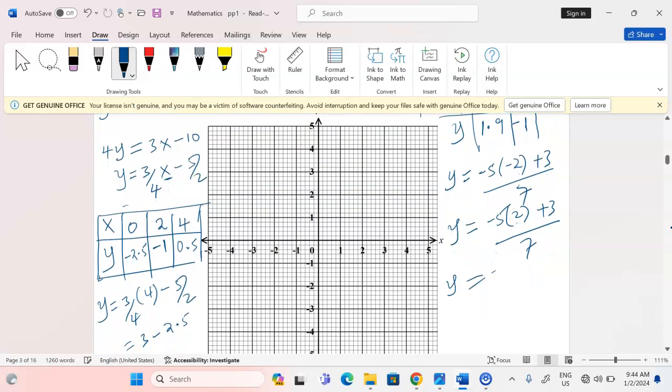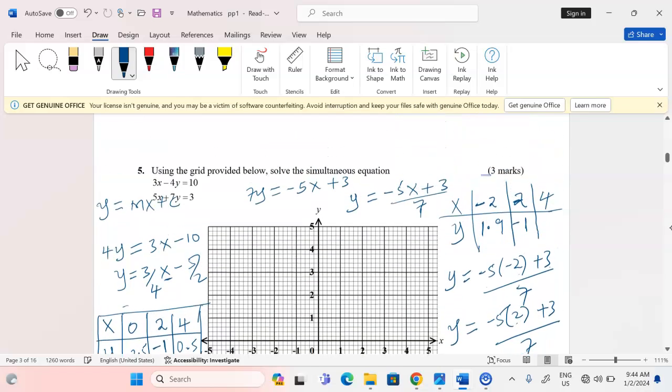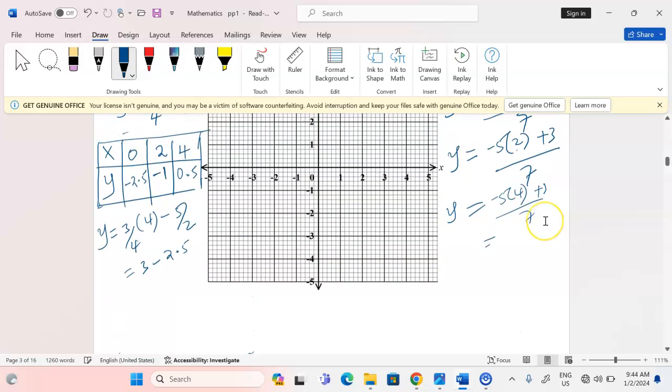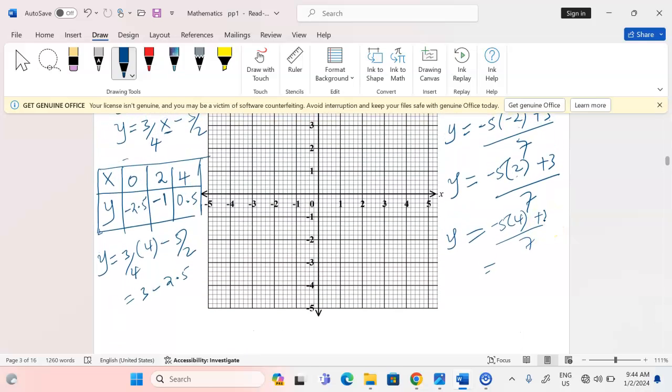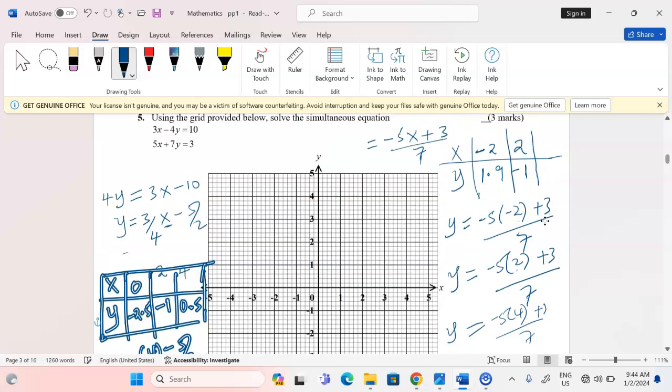Then we can have a value like 4, positive, so that we say the value of y is equal to negative 5 into 4 plus 3 over 7. So we'll have negative 20 plus 3. Then we divide this by 7, we get negative 2.4.